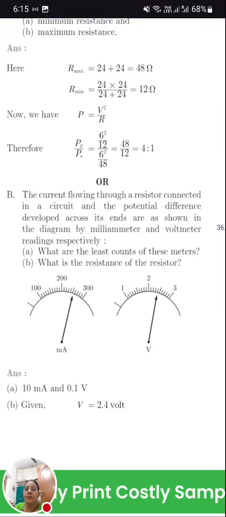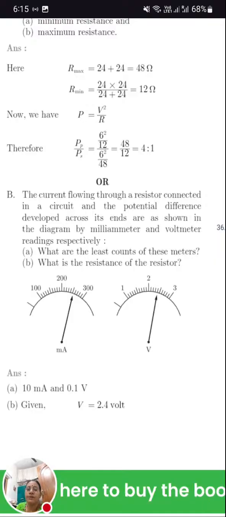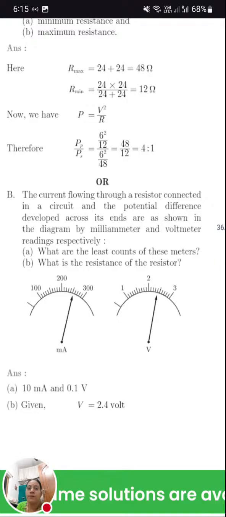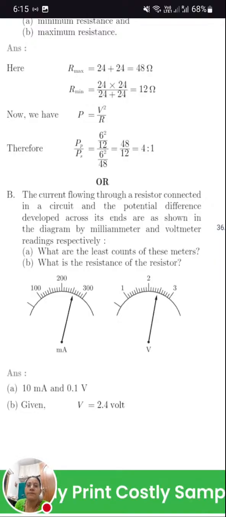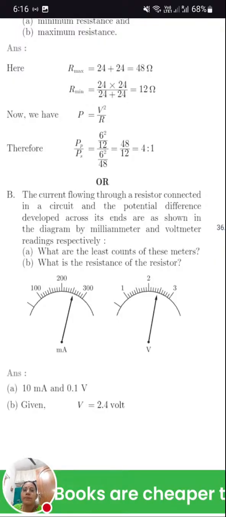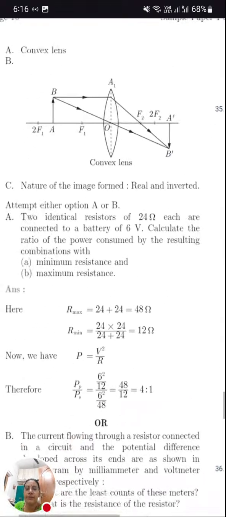So I we got 10 milliampere and P we got 0.1 volt. So 2.4 volt is given. Let's start out with the solution here. Current is 250 milliampere. The resistance formula is V by I, and I we got 250 milliampere.